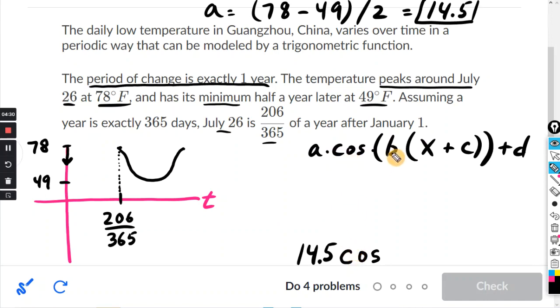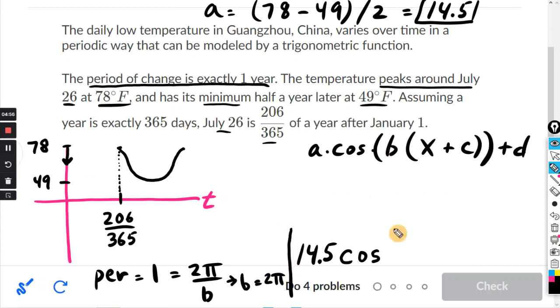Now, the value for B is based on the period. They said the period is 1 year. Okay, so the period is just 1, and the formula for period equals 2 pi over B. So cross multiply, B times 1 equals 2 pi. All right, so B is just 2 pi. So the B is the number that's multiplied by X, but we're going to leave it in factored form because we need to find the phase shift, okay?